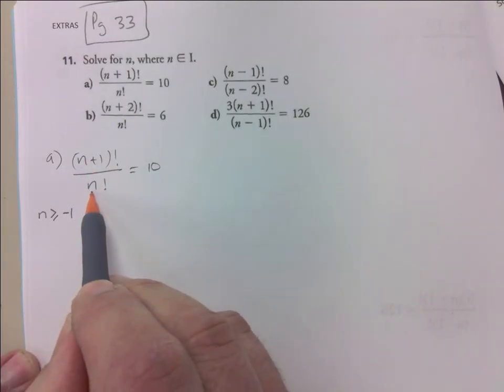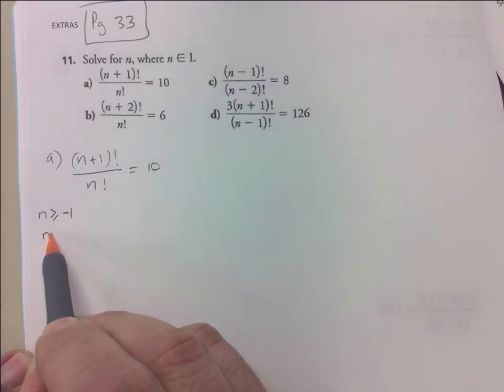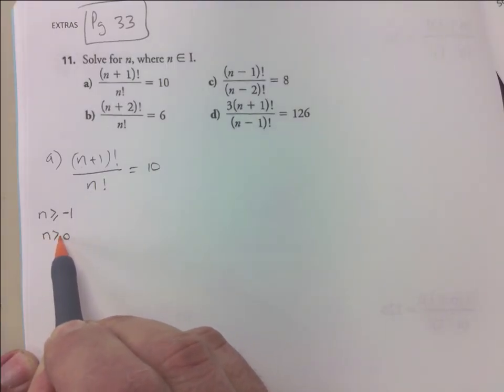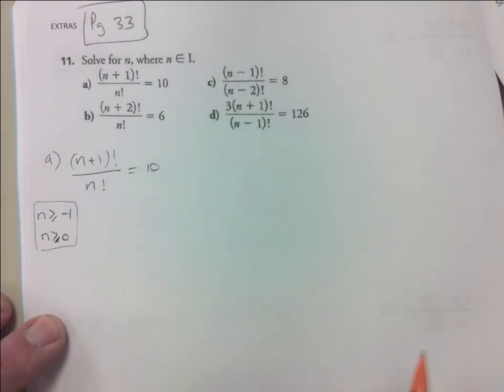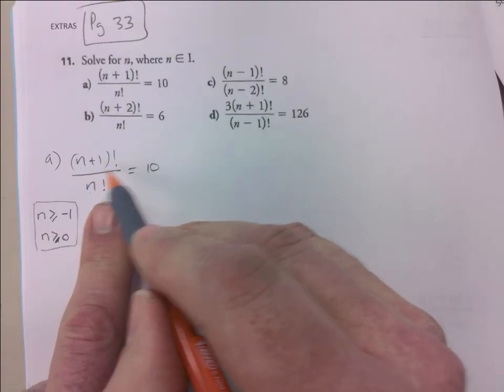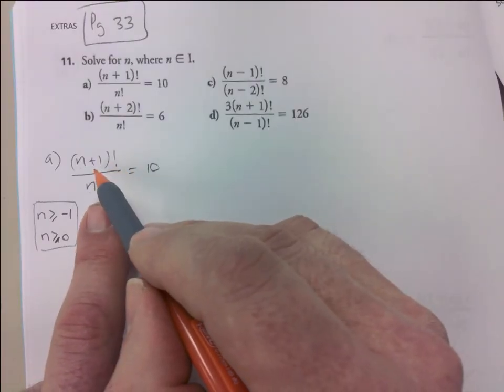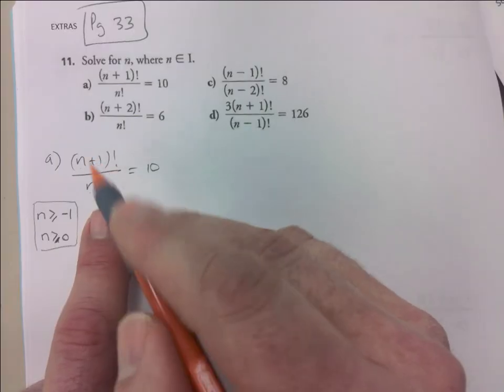The denominator is just n. I want to make sure n is greater than or equal to 0. Okay? These are my restrictions. Now, I want to break this down. This is how it starts every time. This is the bigger expression.